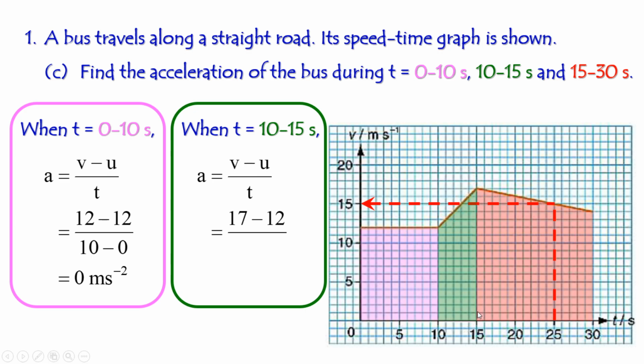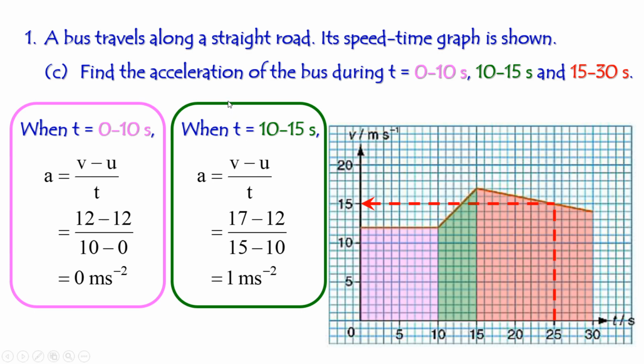And the time taken for this part of the motion should be 15 minus 10, or simply 5 seconds. Okay, you can do it either way. For the result, 17 minus 12 is equal to 5, and 15 minus 10 is equal to 5. 5 divided by 5 is equal to 1 meter per second squared. Is it okay? I think you should be confident enough.